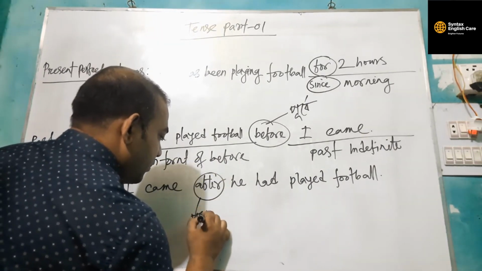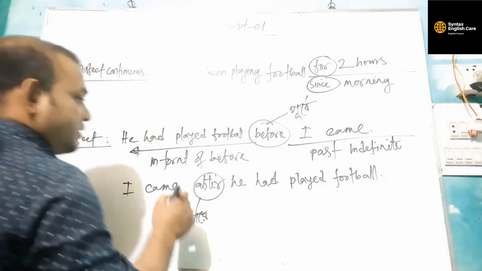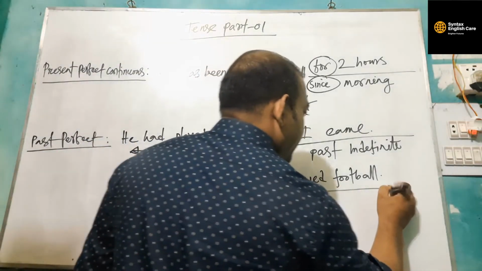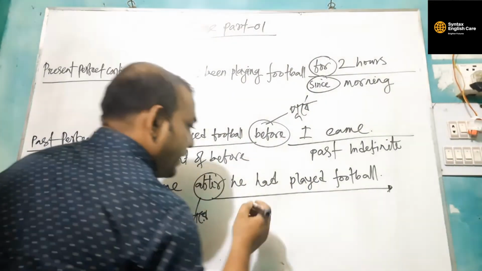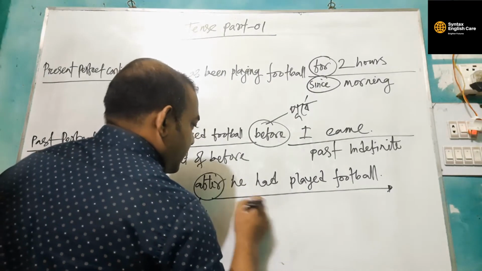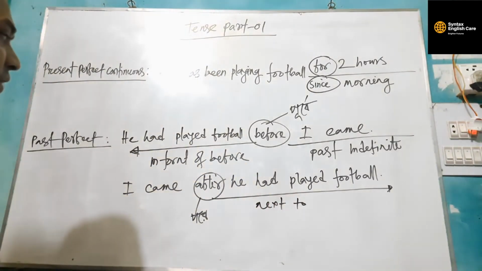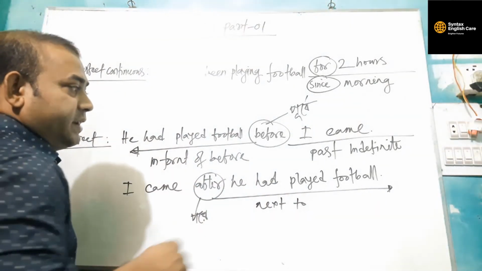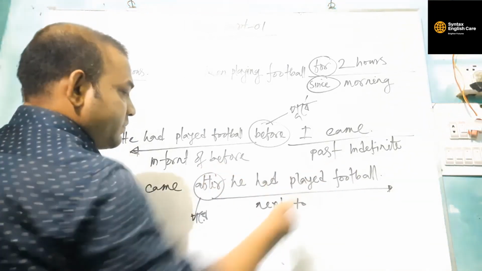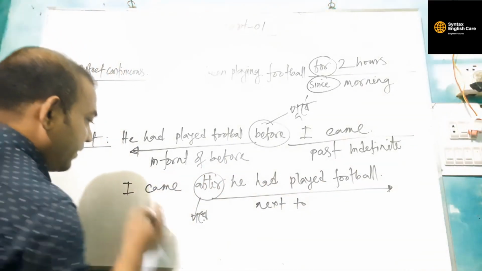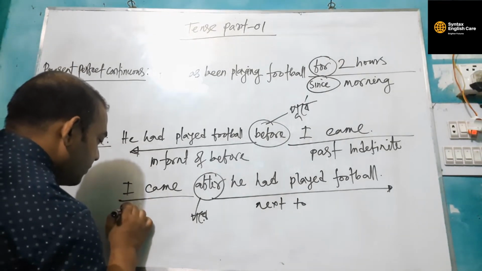after means পরে. If a sentence contains after, then past perfect will be next to after. Okay, past perfect, if a sentence contains after, then the past perfect will be next to the after. After এর পরে আসলে past perfect এখানে বসছে, okay, আর the past part will be past indefinite.